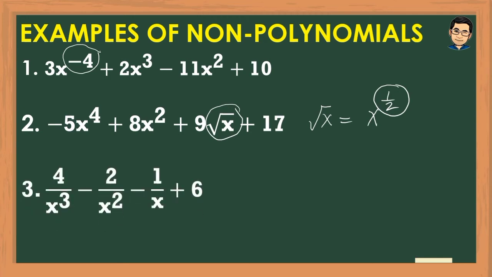And the last example: 4 over x cubed minus 2 over x squared minus 1 over x plus 6. When we rewrite this, it becomes 4x raised to negative 3 minus 2x raised to negative 2 minus x raised to negative 1 plus 6. As you can see, the exponents or powers of our terms are all negative, so these cannot be polynomials.